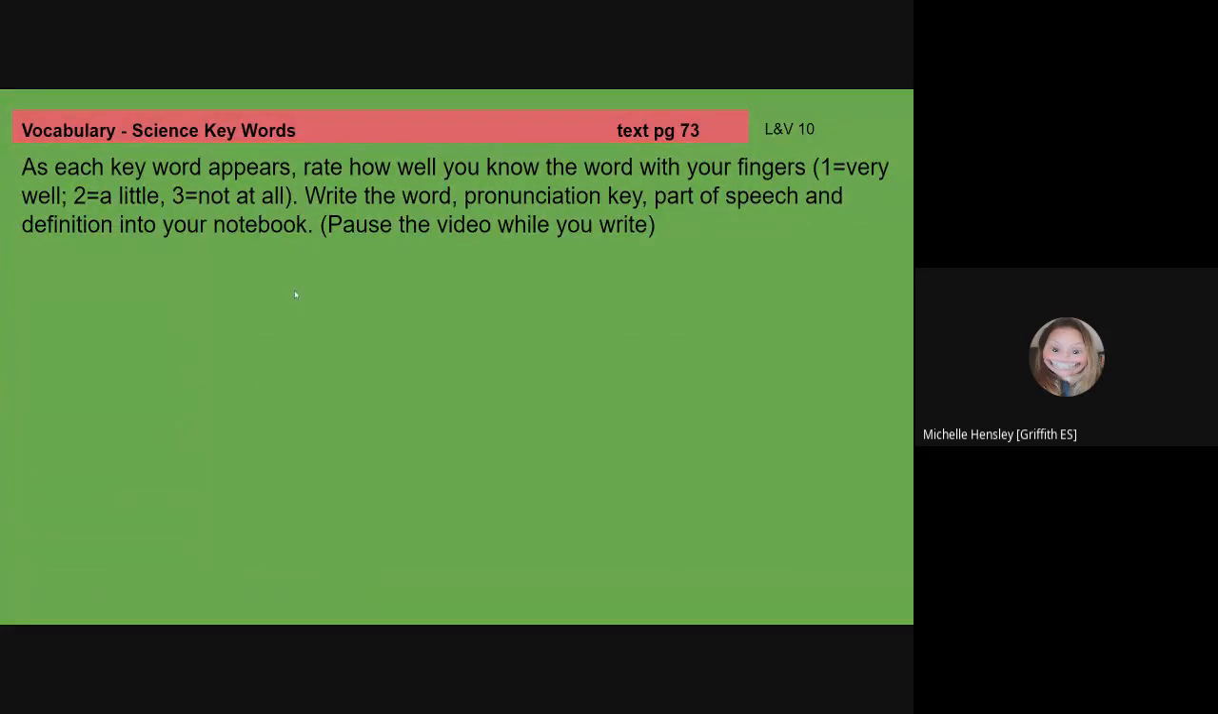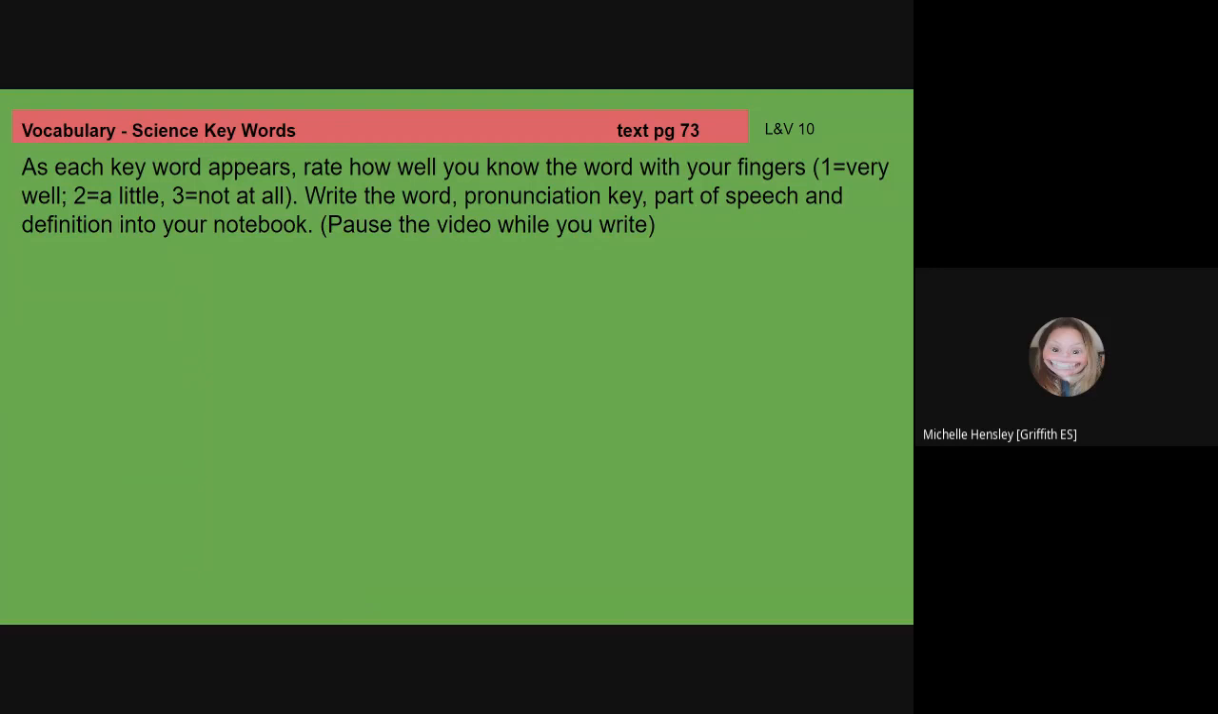So, as you might recall from the last 2 times that we did this, we did 2 the first week, 2 the second week. So it's our 5th vocabulary lesson. As each keyword appears, that's what our text calls vocabulary words, you're going to rate how well you know the word with your fingers. And you don't have to do it with your fingers if you don't want. If you feel silly putting your fingers up, you can just say it to yourself, or you could write it down in your notebook. So that would remind you of where you started off with.